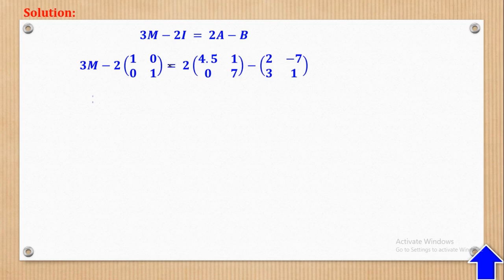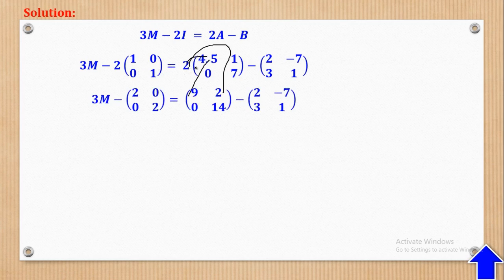So after substituting, we shall now simplify by multiplying. So this scalar goes inside. So 2 times 4.5 gives you 9. 2 times 1 gives you 2. 2 times 7 gives you 14. And 2 times 0 gives you 0. For this side, 2 times 1 gives you 2. 2 times 0 gives you 0. 2 times 0 gives you 0. And 2 times 1 gives you 2.